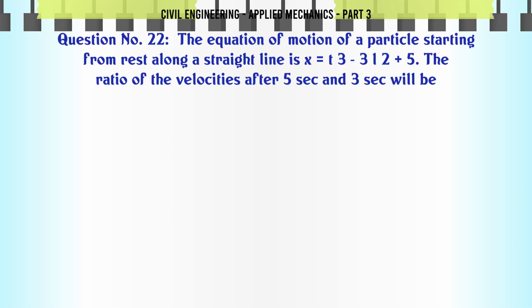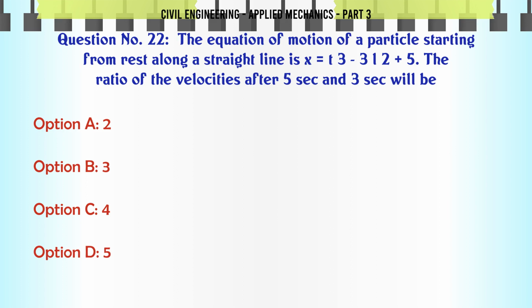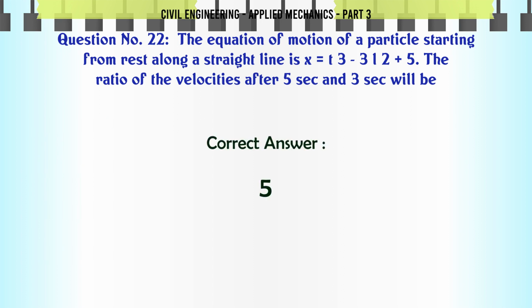The equation of motion of a particle starting from rest along a straight line is x = t^3/3. The ratio of the velocities after 5 sec and 3 sec will be A) 2, B) 3, C) 4, D) 5. The correct answer is 5.